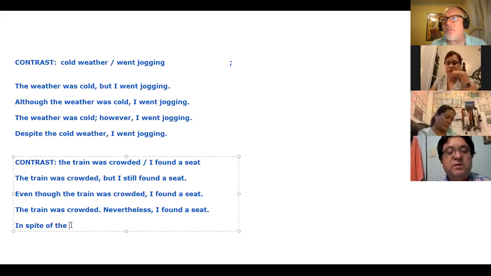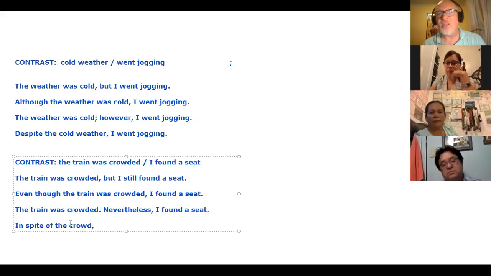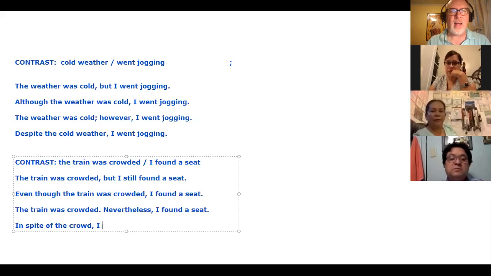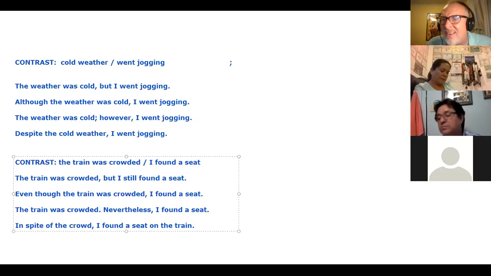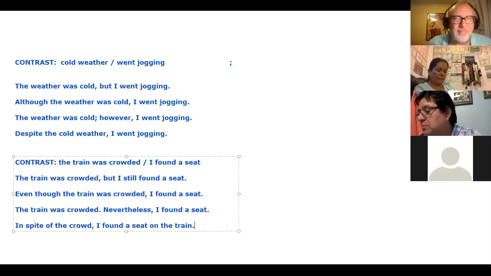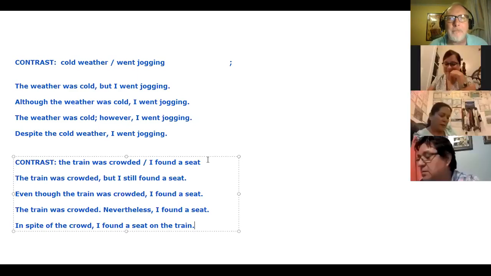In spite of the train? We could say in spite of the crowd. In spite of the crowd, I found a seat on the train, right? Like so. Remember, with your preposition, you always have to change a little bit. It always has to be a noun or a gerund with a preposition.